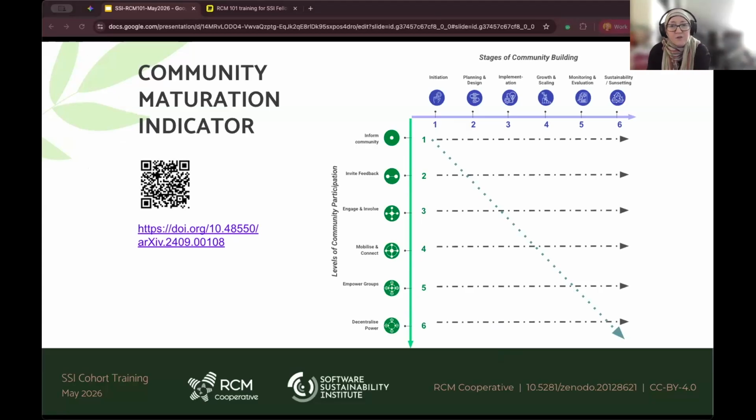So to think about what this looks like in a community, over time we've built what we're calling a community maturation indicator. And this is what we use to think about where your community is, where you want your community to go, and how you get there. So it's like a planning tool, an understanding and planning tool, is what I would say it is. So I'm going to explain this in a bit more detail. Next one, please, Cass.